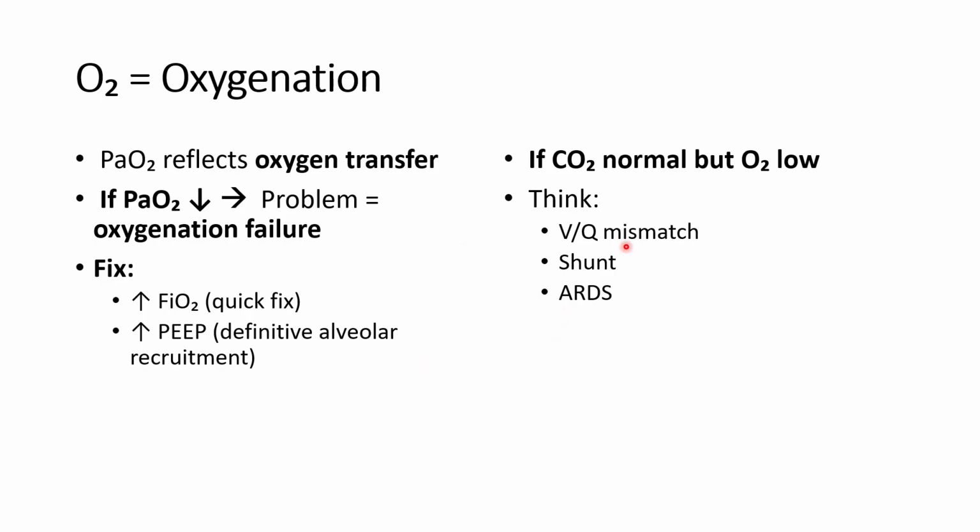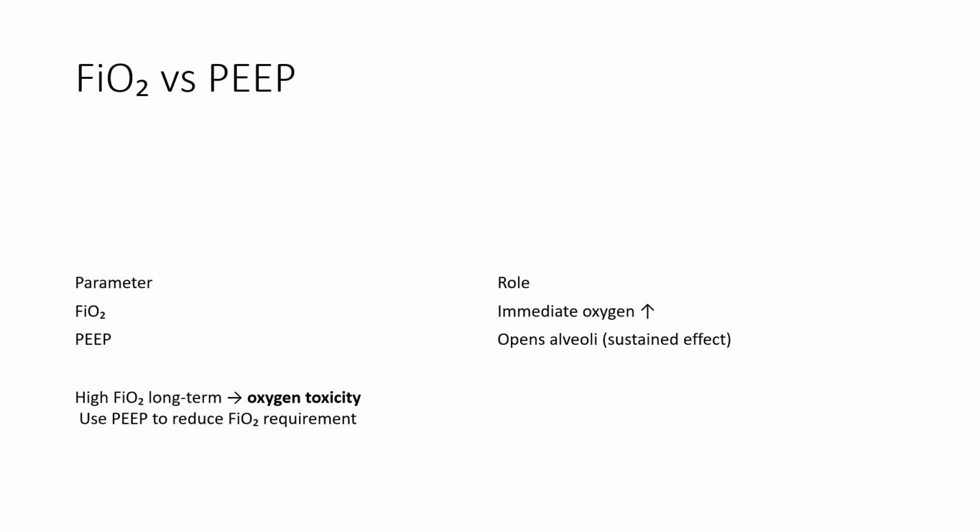In case CO2 is normal but O2 is low, that means ventilation is normal. So the issue is at the lung level. It could be due to a shunt, ARDS, ILD, a diffusion problem, or VQ mismatch. So again, FiO2 will increase the immediate oxygen delivery and PEEP will recruit alveoli. But you cannot use high FiO2 because it will lead to oxygen toxicity. So you use PEEP to reduce FiO2. But again, you cannot increase PEEP too much because that can lead to pressure trauma.